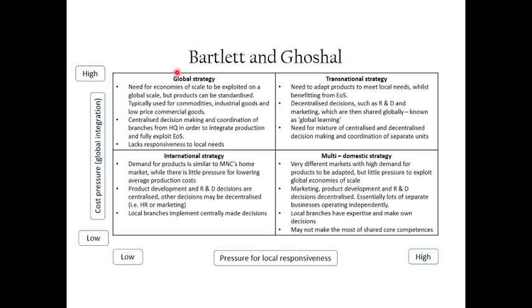So a couple of examples, petrol would be an example of a product where you would want to produce as much as possible in one place, because the product is the same whether you go to the UK, France, the UAE, the States. It's one product that doesn't need to be adapted for local markets.